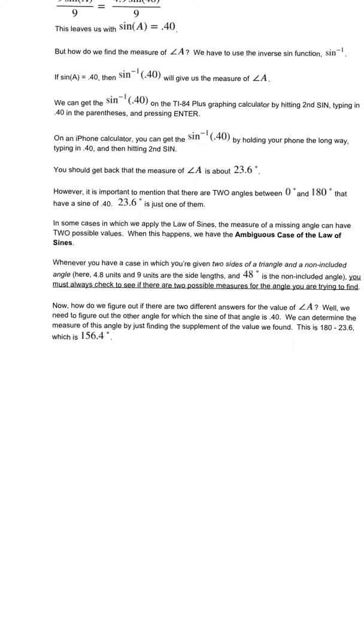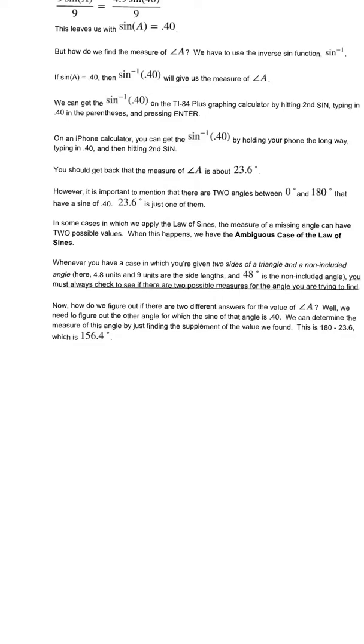Now, whenever you're given two sides of a triangle and a non-included angle, just like we have in this problem, you always have to check to see if there are two possible measures for the angle that you're trying to find. You're probably wondering, how do we figure out if there are two different answers for the measure of angle A? Well, we just need to figure out the other angle for which the sine of that angle is 0.40. And doing that is actually really easy. All you have to do is find the supplement of the angle we found.